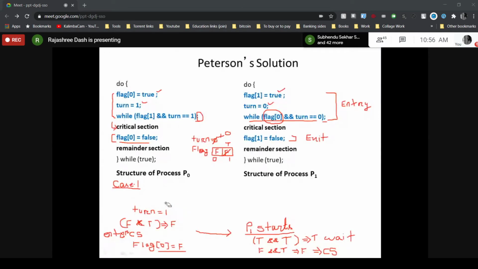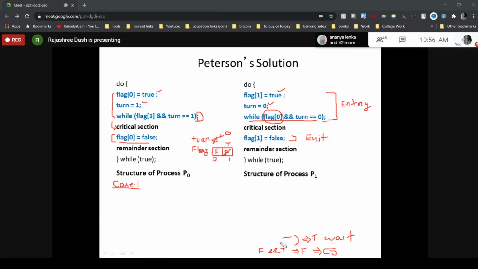Now let's assume P0 and P1 both started their execution simultaneously. Let's check what will happen. That is our case 2. So let's again assume that initially turn is 0 and the flag array of size 2 initially contains the value false.